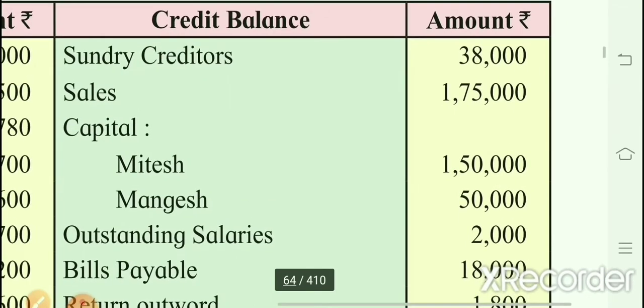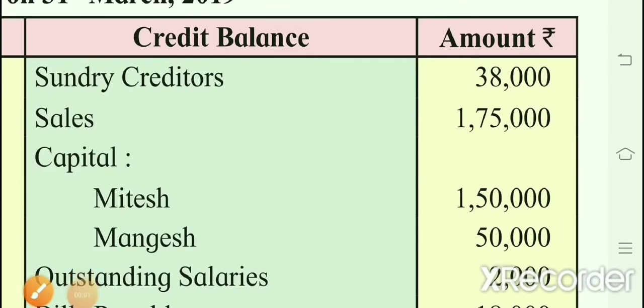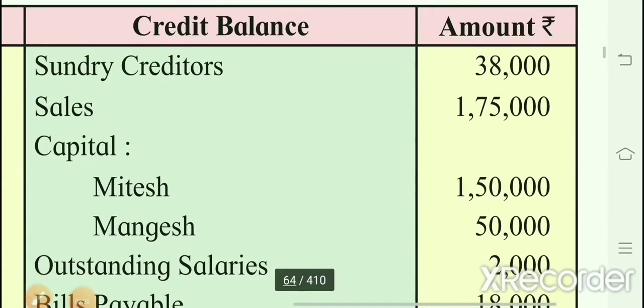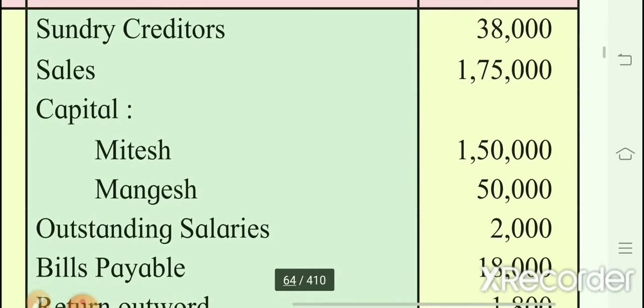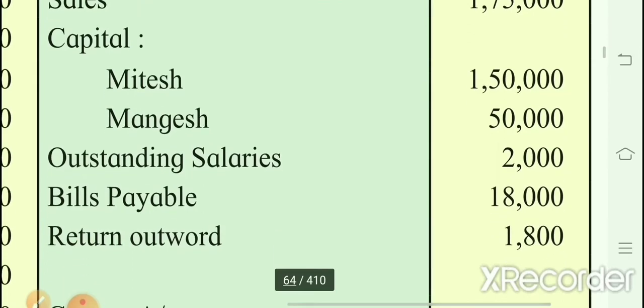First is creditors. It will appear on liability side. Next is sales. It will appear on credit side of trading account by rupees 1,75,000 on inner column. In trial balance, return inward is there. That is sales return by rupees 1,600. So deduct 1,600 from 1,75,000. Net amount of sales will be 1,73,400 on outer column.